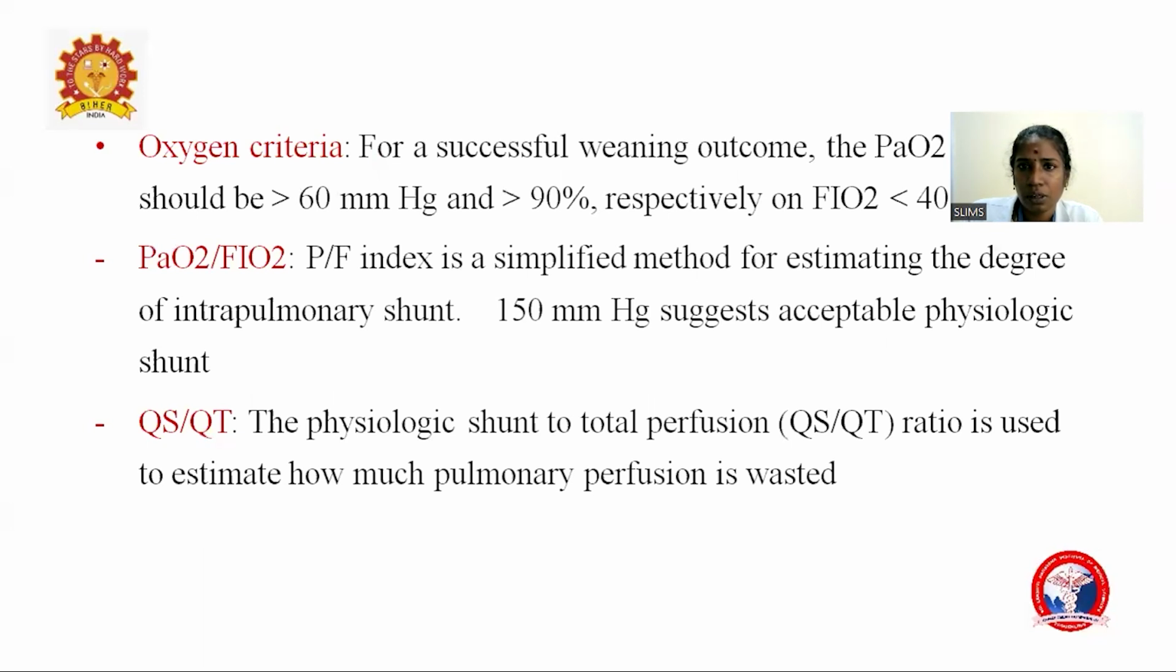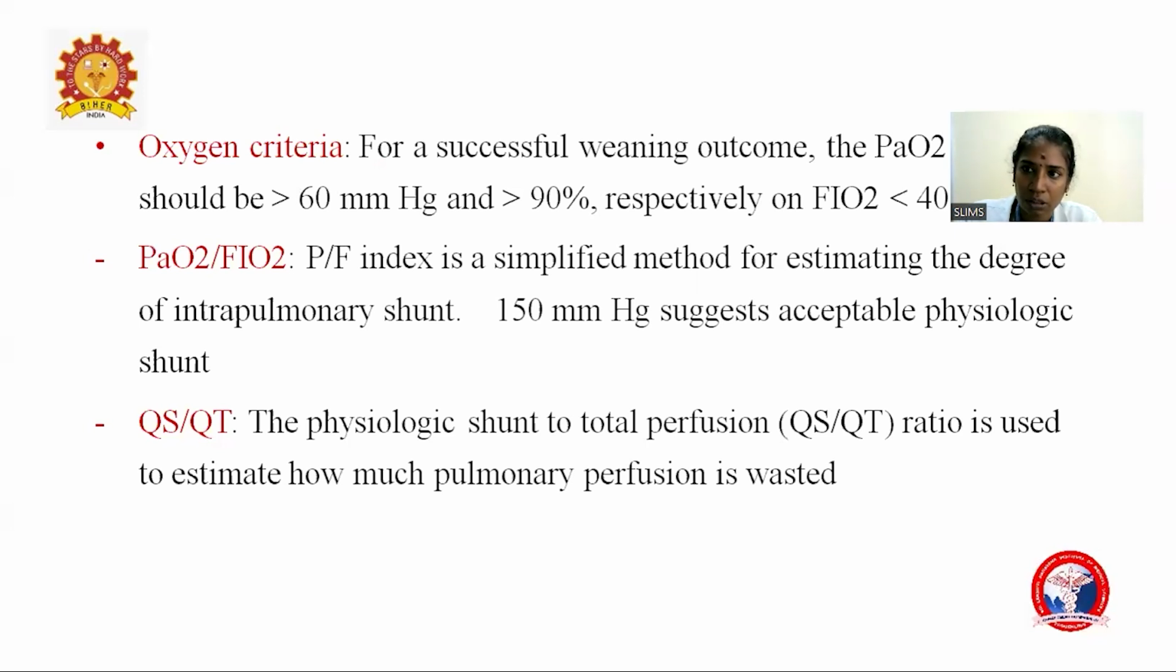For successful weaning, the PaO2 should be more than 90%, and it should not be less than 60 millimeters of mercury. And the PaO2 by FiO2 ratio, that is the PF index, is a simplified method. This is also more important.